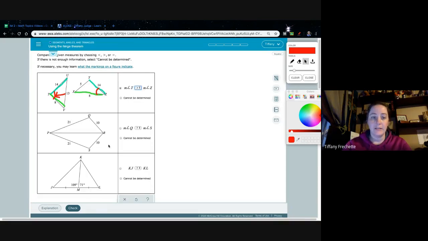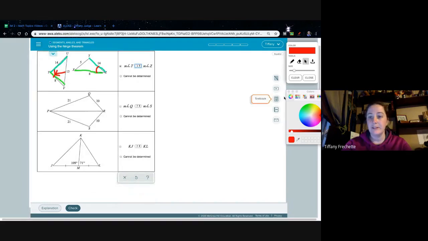All right. Let's go down here to the next one. So we'll go back kind of to our blue here. So we need to make a decision about angle Q and S. So we know we're going to have some sides. So I have 10. Forgot to hit the pencil. I have 10 and 10.